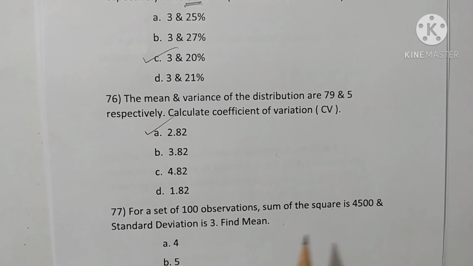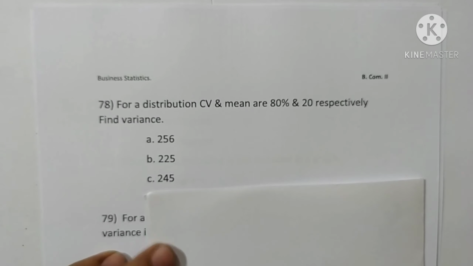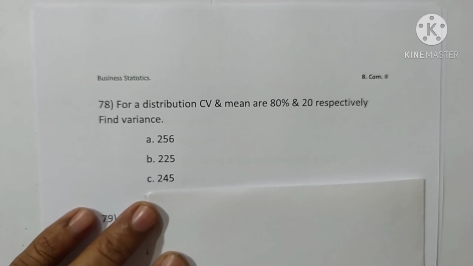Question 78. For a distribution, CV and mean are 80% and 20 respectively, find variance. Now we have to find the SD. Given CV is 80%, mean is 20. Formula is CV equals SD upon mean into 100. CV 80, SD not given, mean value 20. So it is 1600 upon 100. SD is 16. Now SD is equal to root variance, means variance equals SD square. Therefore 16 square is 256 is the answer, the variance. Now see in the answers, 256 is the answer.